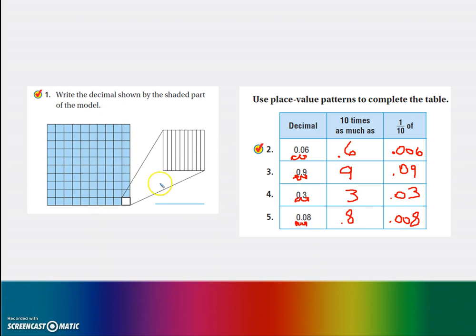Now finally, we have this model here, and we have some items on your homework that are like this. We want to write the decimal shown by the shaded part of the model. So what do we have here? Look how many columns we have shaded in. If we count them, we will have 9 columns. Let me try to write this with my mouse. There we go, 9 columns. And then we have, left over, 9 squares.